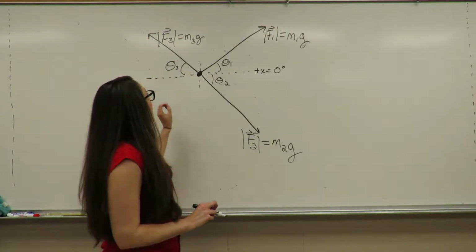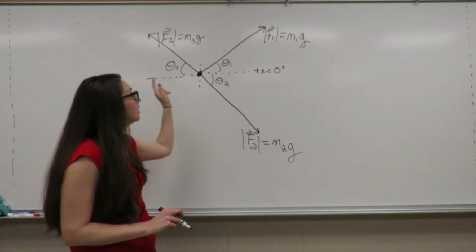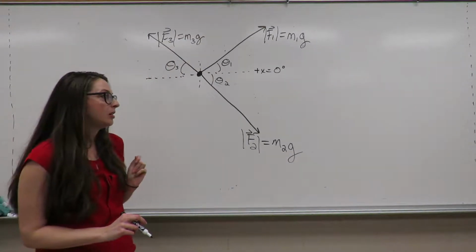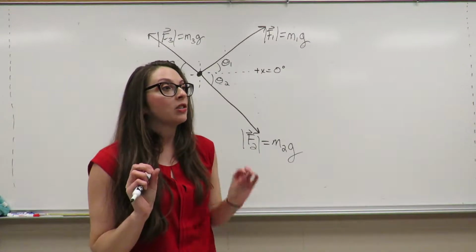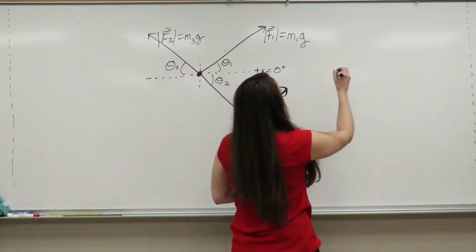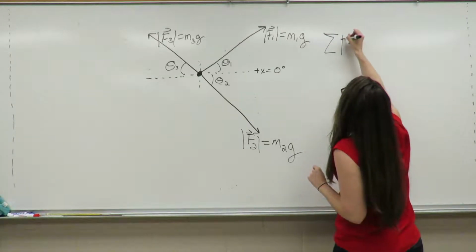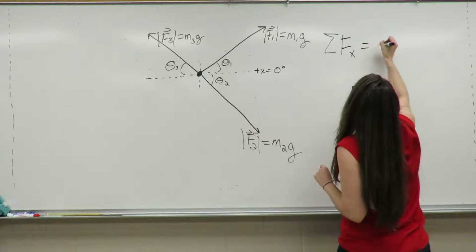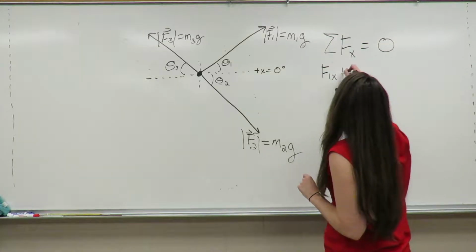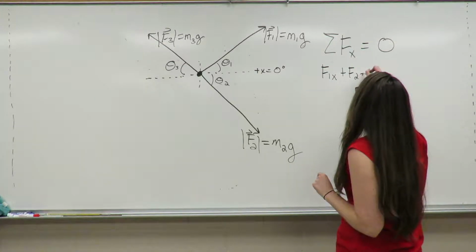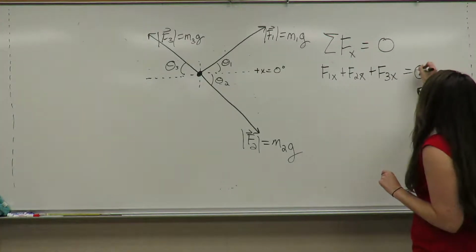So now what we need to do is figure out the x and the y components of each of these individual forces. And then we're going to sum up the forces in the x direction and the forces in the y direction and set them equal to 0. So eventually we want an equation for the sum of the forces in the x direction equaling 0. That's going to look like F1x plus F2x plus F3x equals 0.